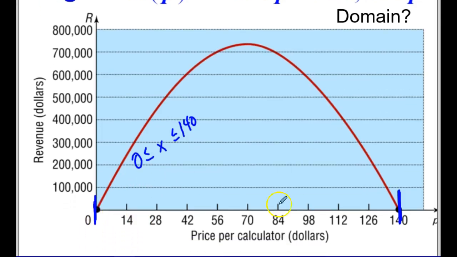Right? So this is where we also can look at our labels, and that helps us a lot. So my price per calculator, I cannot have a price that's less than 0. But also based on my graph, I cannot have a price that's over 140.